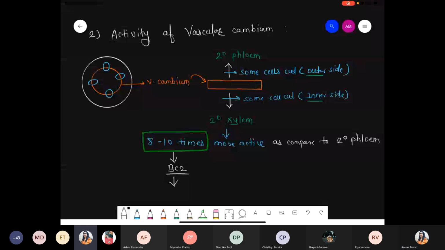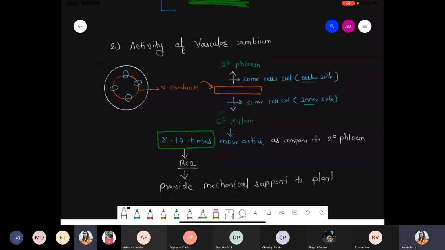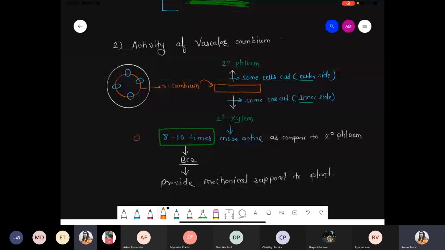Clear? Clear this part? One question on this point: 8 to 10 times more activity as compared to secondary phloem. Because we discussed yesterday too, whatever we are talking about, we have to focus more on the secondary xylem part. Because wood formation, springwood, heartwood, even sapwood that we discussed, all these are related with secondary xylem. Okay, done this part.